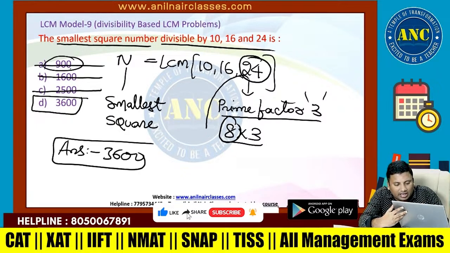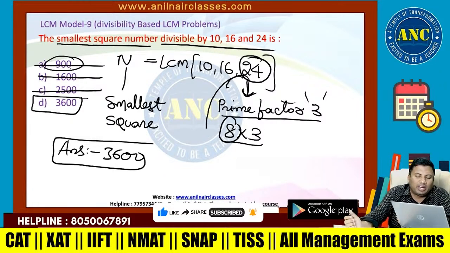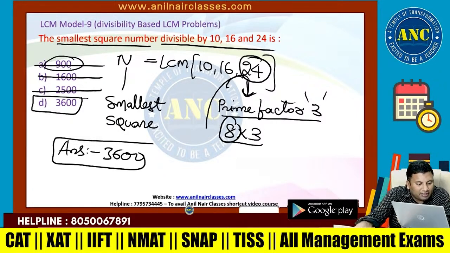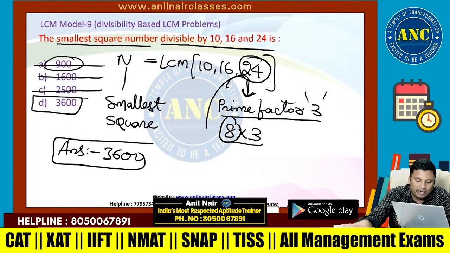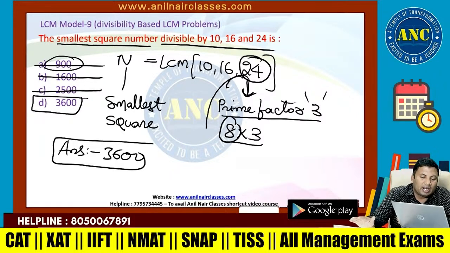I am interested in developing this approach for you. 24 is 8 into 3. Left hand side should be divisible by 8 and 3. 1600 is out. 2500 is out. 900 and 3600. 900 is not divisible by 8. I hope it is clear.